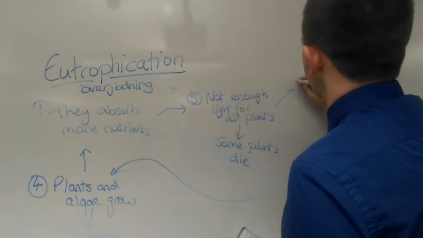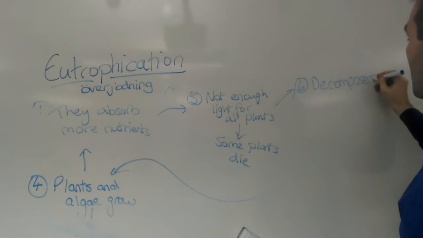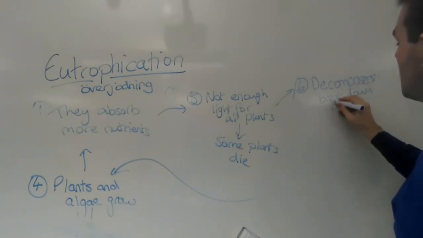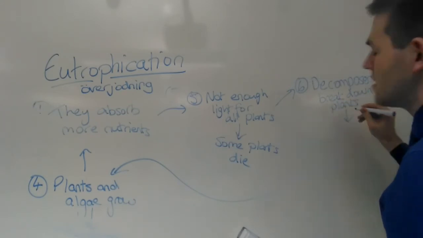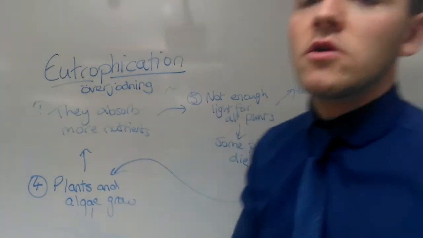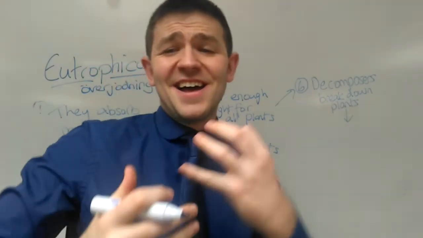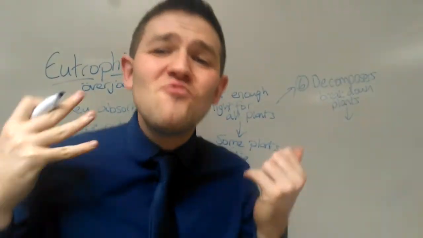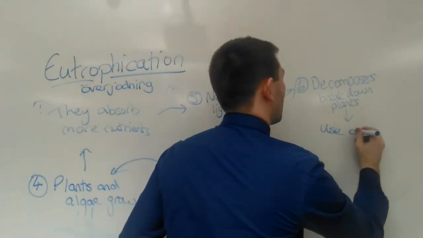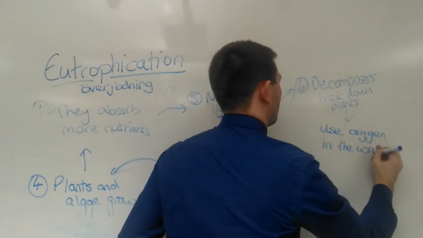Number 6. Decomposers break down plants. Sounds awesome. Decomposers breaking down plants. Great, but they use oxygen because they are animals and bacteria. They do respiration. They need oxygen. They use oxygen in the water.